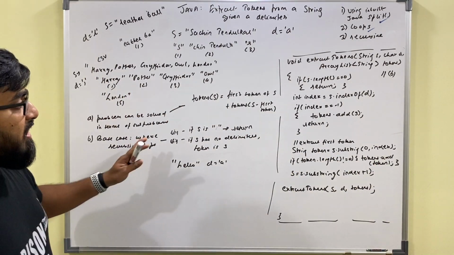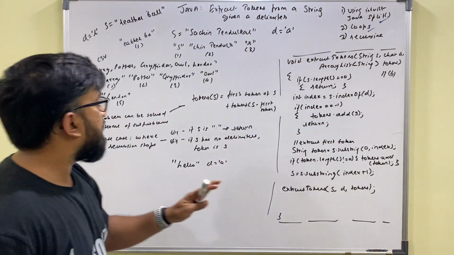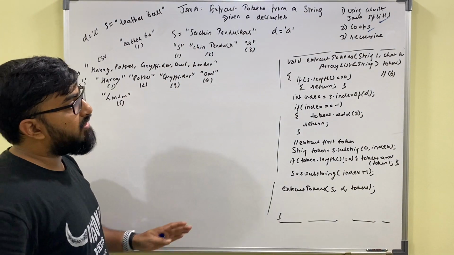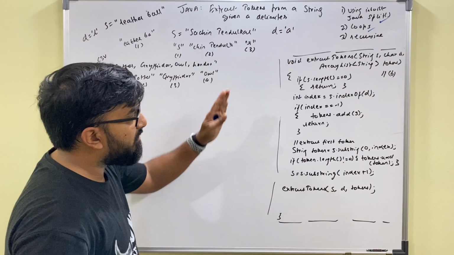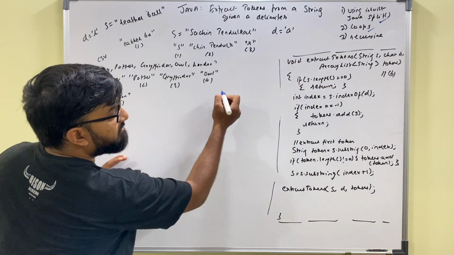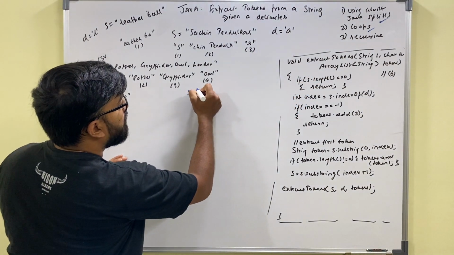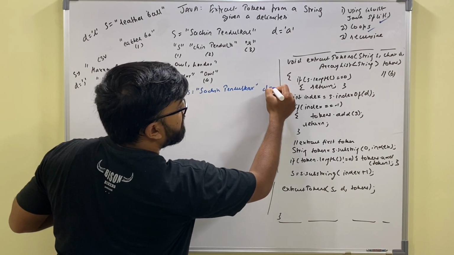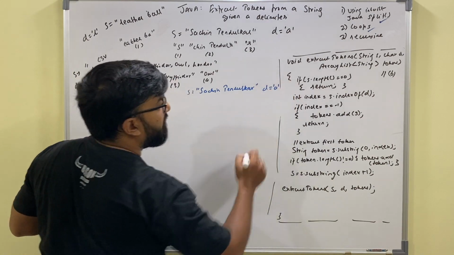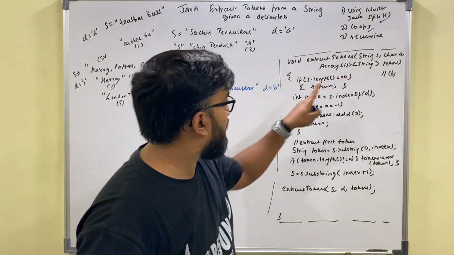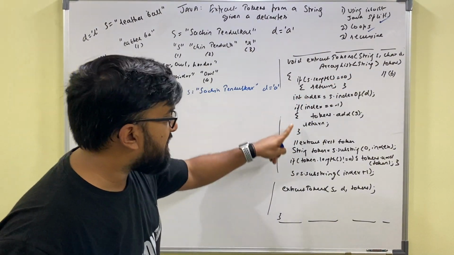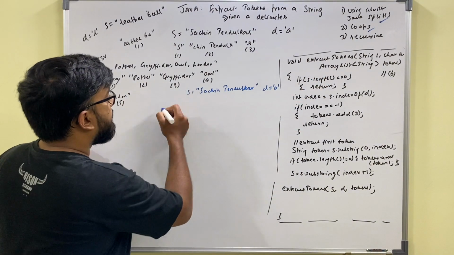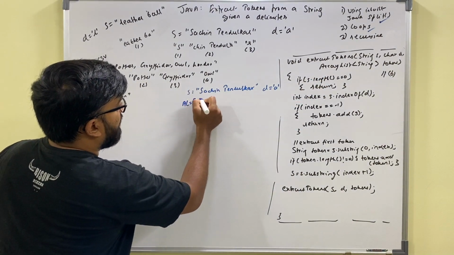Alright, so let me dry run this entire thing, again for the given input. Since this function is recursive, I need to trace the recursive calls. So my start is with S equal to Sachin Tendulkar. My D is lowercase a. D will not change anywhere, so I'll stay with this D. S will change as we progress with recursive calls, and my array list is blank right now, nothing.